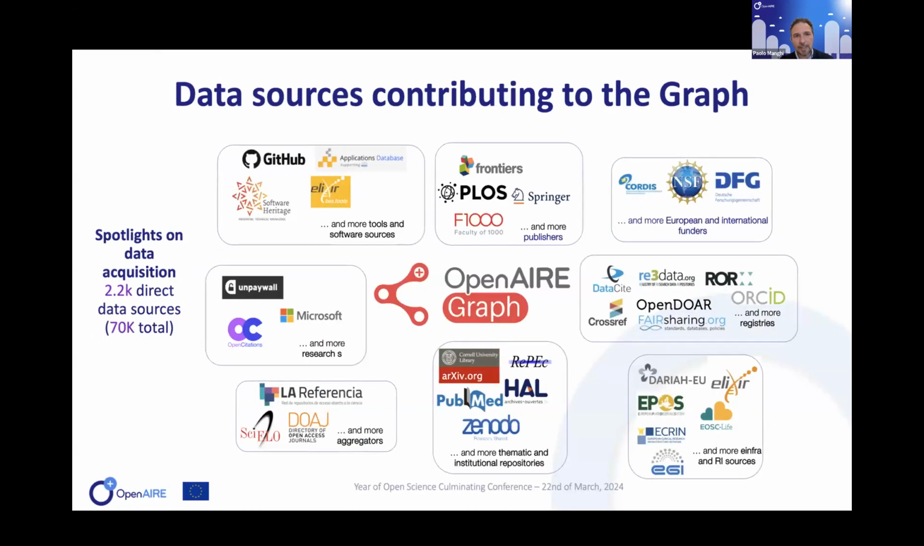These are samples of the data sources from which we are collecting. Today, we count 2,500 different entry points, different APIs from which we collect. Some of these are aggregators or full publishers. So in turn, we collect from other data sources, 70K in general, of which we keep track, of course, and we keep track of the provenance.